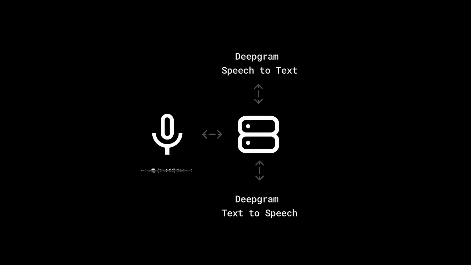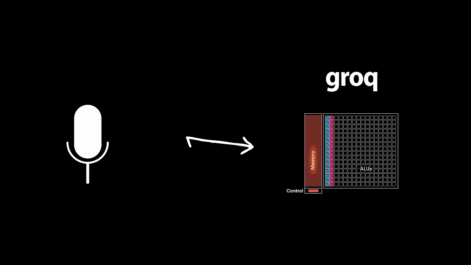For this, we'll make a web app that records your voice. This recording is then turned into text and sent to Groq, which processes the data super fast and sends back the results. We then turn these results into speech.